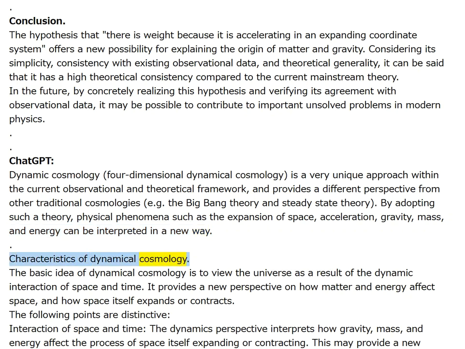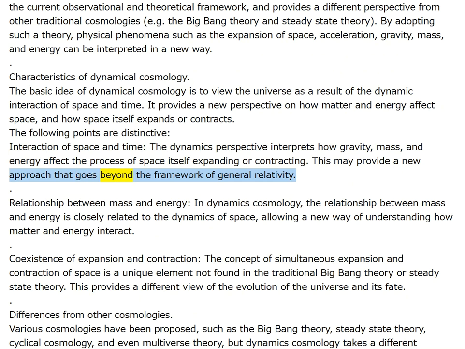Characteristics of dynamical cosmology. The basic idea of dynamical cosmology is to view the universe as a result of the dynamic interaction of space and time. It provides a new perspective on how matter and energy affect space, and how space itself expands or contracts. The following points are distinctive. Interaction of space and time. The dynamics perspective interprets how gravity, mass, and energy affect the process of space itself expanding or contracting. This may provide a new approach that goes beyond the framework of general relativity.